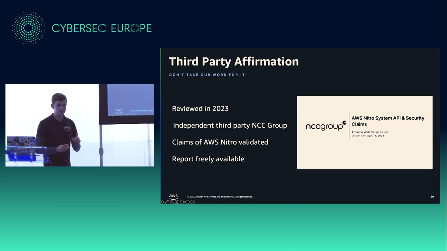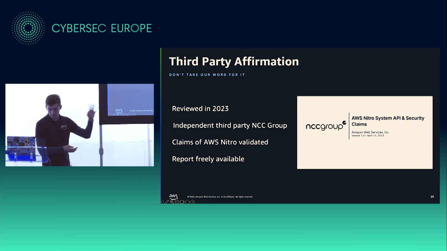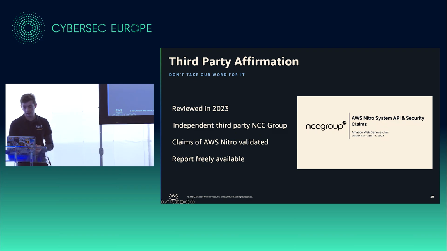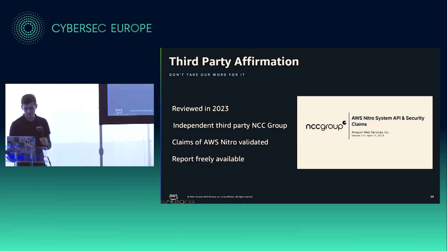If you don't take our word for it, NCC Group made a third-party affirmation of what we say about Nitro back in 2023, where they spoke with our engineers. They looked at the code that underpins this in the hypervisor, and they attested that, yes, indeed, from what you're saying and what we see, we think these claims are valid. So the report is freely available on our website. Please go read it. There's also, I haven't got a slide for it, but there's also a fascinating white paper called The Security Design of the AWS Nitro System that really goes into the weeds. I think it's about 45 pages long. Super interesting. Really goes into how we design this as well.